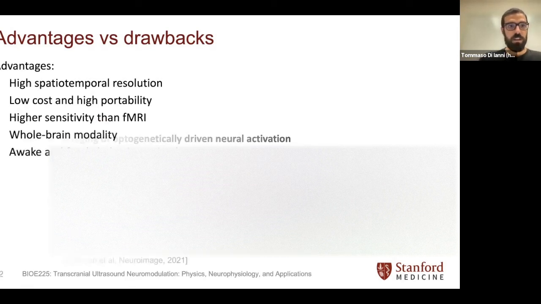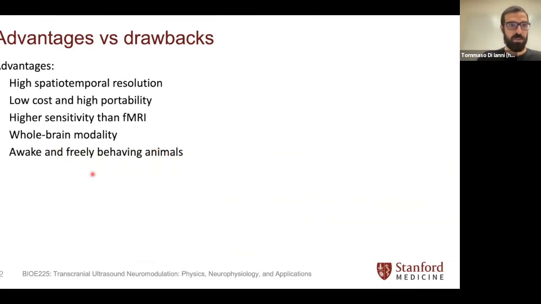Then it's also a whole brain modality, like fMRI, but it can be done in awake and freely behaving animals. And this is a very interesting thing. We can do fMRI in awake animals if we restrain them, but it's hard to have the animal running around. That can be done with functional ultrasound. Some people have developed very miniaturized ultrasound probes that are wearable by the animal, so the animal is free to even perform behaviors while we are imaging the brain. In my opinion, that's very exciting, because now we can image the animal while it's behaving. And it's been done, so the systems are already available.